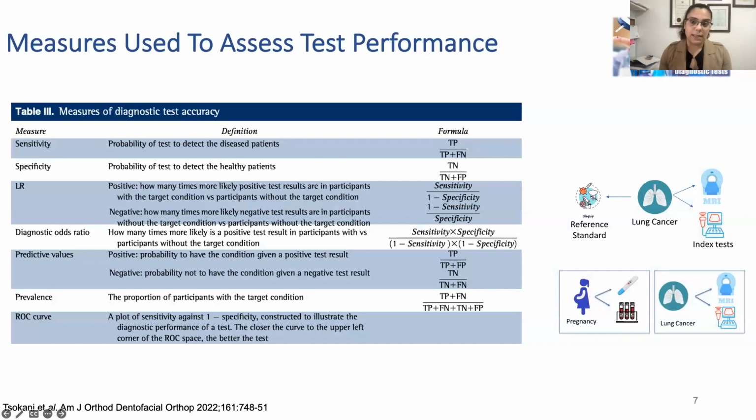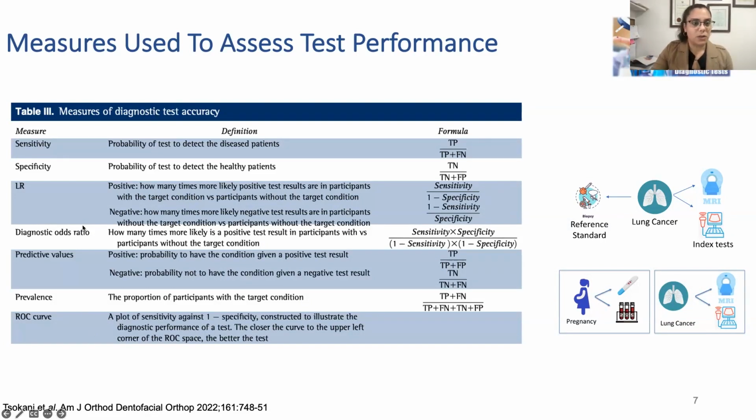The ideal test now has both sensitivity and specificity close to 100%, so that the number of false negatives and false positives is very small and close to zero. But unfortunately, having tests with 100% sensitivity and 100% specificity is very uncommon in real life. And the choice between the optimal, let's say, sensitivity and specificity depends on the question and the setting in which we want to apply the specific test.